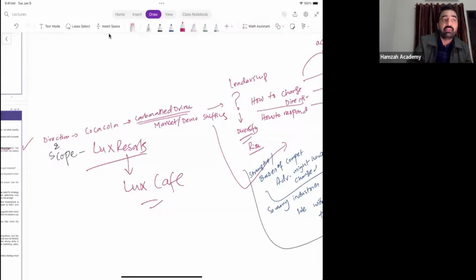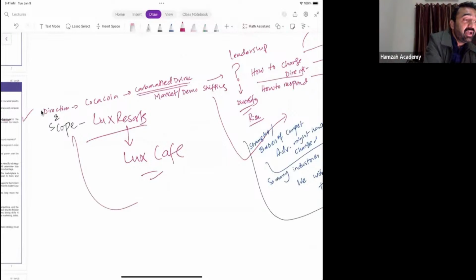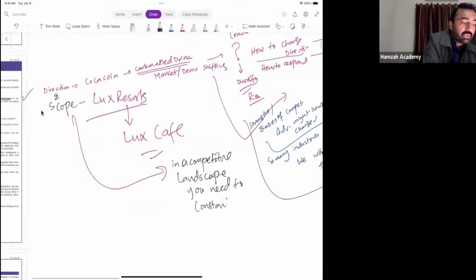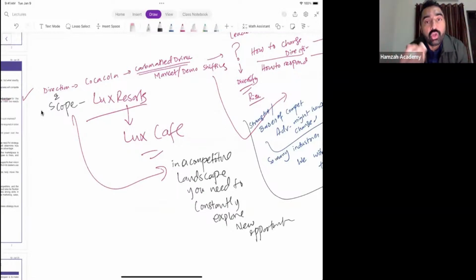So this example we can relate to when a business would change its scope, because you need to constantly explore new opportunities. This is another point to keep in mind: in a competitive landscape, you need to constantly explore new opportunities. And this is what we see with a lot of brands, whether they are in the food sector or in logistics.